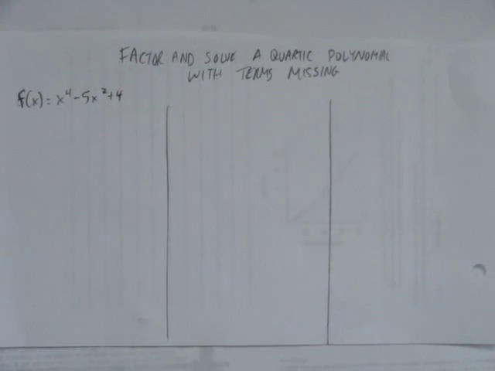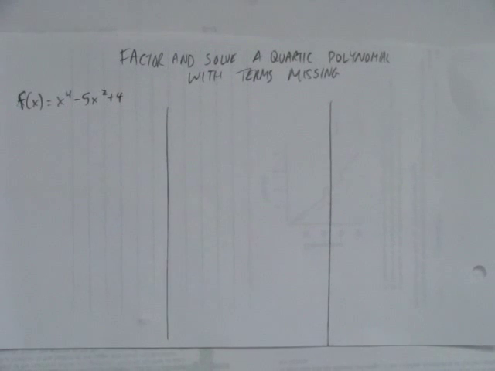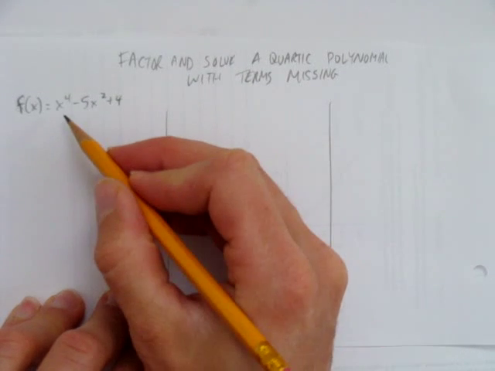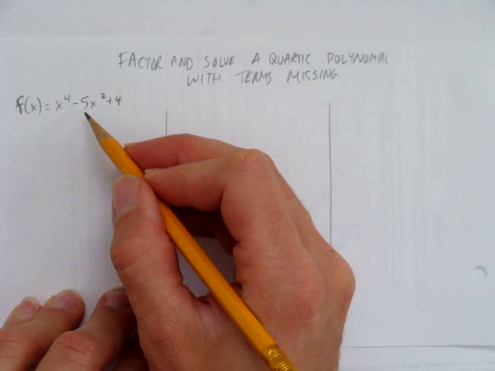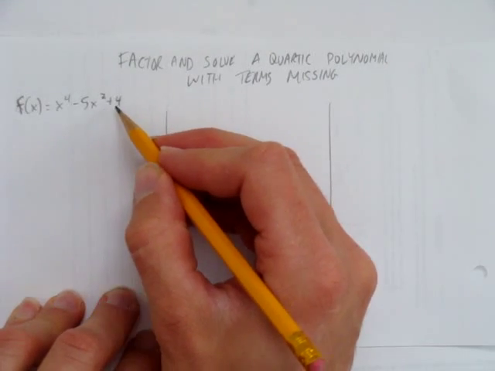In this video, we'll look at how to factor and then solve a quartic polynomial when that quartic polynomial has terms missing. So if you look at this polynomial, it's clearly quartic because of its degree of 4, but there are terms missing. It reads x to the power 4 minus 5x squared plus 4. There's no x cubed, and there's no x term.